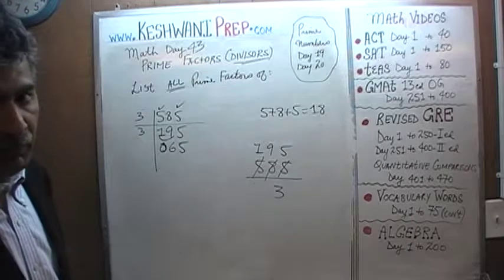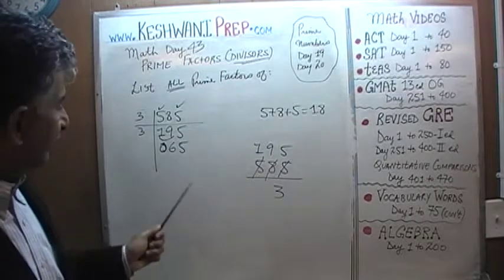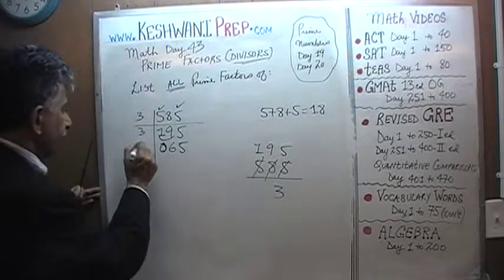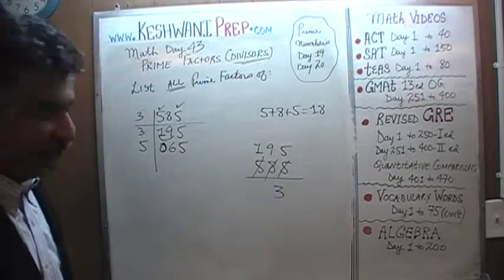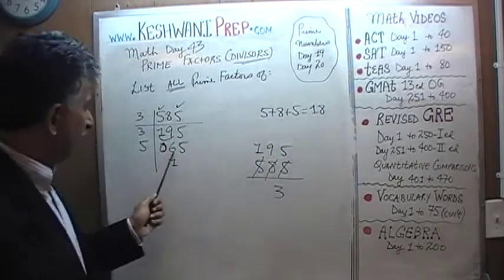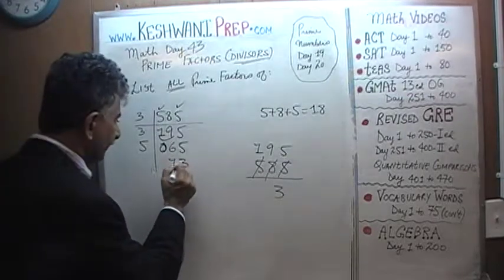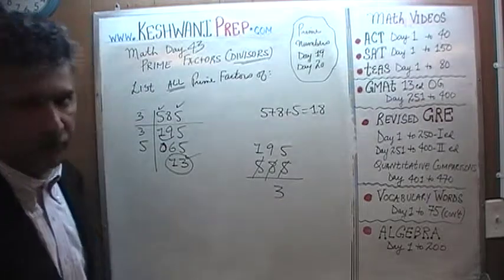6 plus 5 is 11, and 11 is not divisible by 3, which means this number is no longer divisible by 3. We must now divide by 5. How many 5's does 6 have? 6 has 1 5. The remaining 1 goes and joins the 5, becomes 15. 15 has 3 5's. Since 13 happens to be a prime number, that's where the story ends.